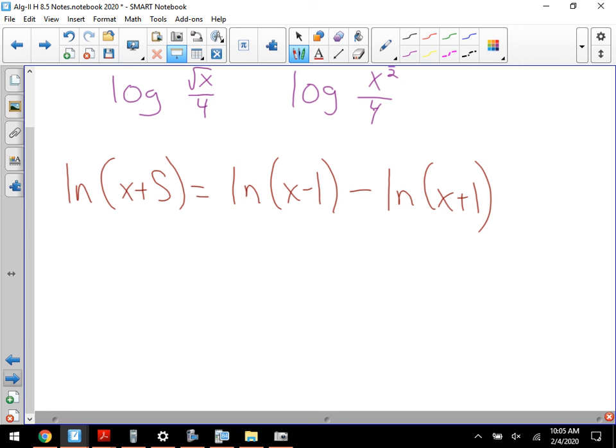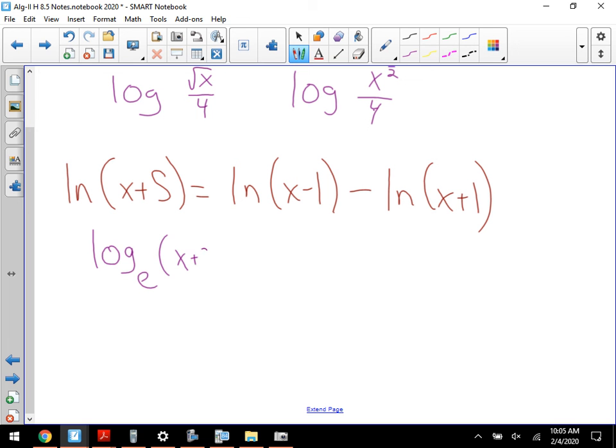The right side. Okay? So what this means is, and this is where we're headed, maybe a little bit tomorrow, I'm not sure how far we'll get, I can rewrite this side as log base e for right now. So we'll go log base e of x plus 5 is log base e of the quantity x minus 1 over x plus 1.